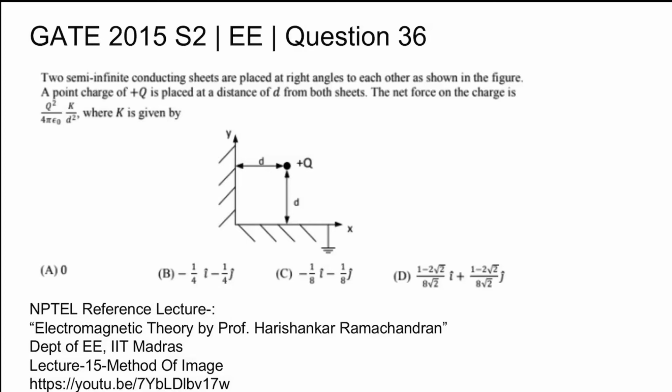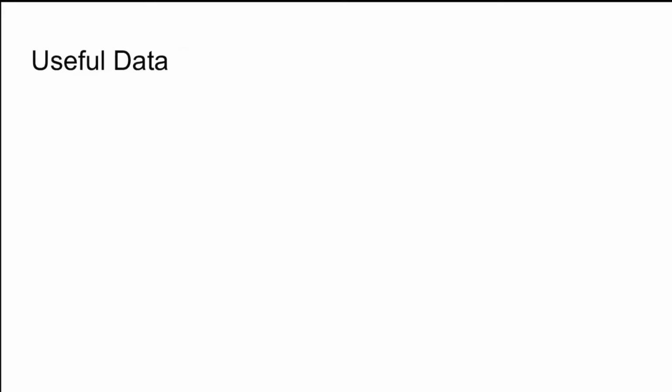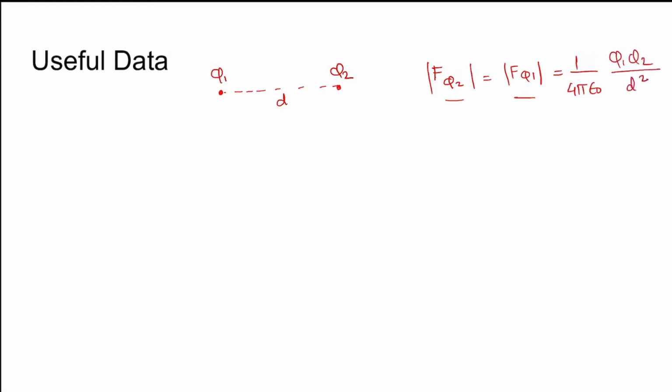on charge q, right? Now first, in order to solve this question you need to know Coulomb's law: if these are q1 and q2, two charges placed and separated by distance d, then the force on charge q2 is equal to the force on charge q1. That is, their magnitudes are equal but directions will be decided based on their polarity. So the magnitude can be written as 1 by 4 pi epsilon naught q1 q2 divided by distance squared.